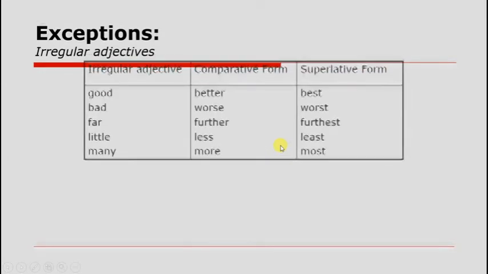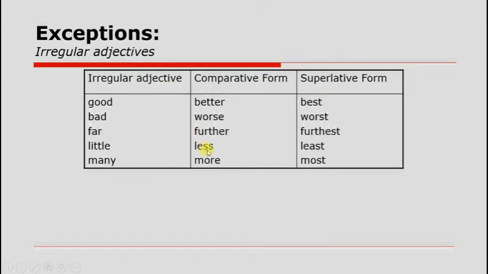So we know the rules now, but we have some exceptions, guys. Be careful with these exceptions. We have good. We don't add ER or EST, so we have to memorize these examples. Like good, I say better than and the best. So I can say I am better than my friend Ali. Or I am the best in my class. We have to save these. So it's exceptions. You have to save them.